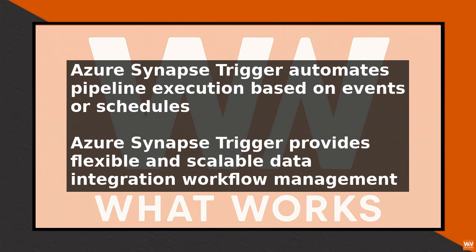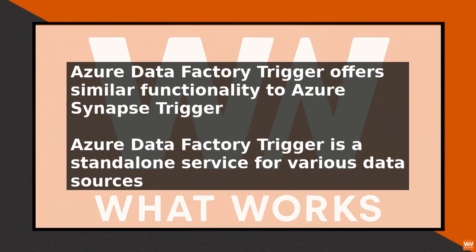One popular alternative is Azure Data Factory Trigger. While both Azure Synapse Trigger and Azure Data Factory Trigger provide similar functionality, the key difference lies in their integration capabilities. Azure Synapse Trigger is tightly integrated with Azure Synapse Analytics, providing a seamless experience for data integration and analytics. On the other hand, Azure Data Factory Trigger is a standalone service that can be used with various data sources and destinations. Another alternative is Apache Airflow Trigger.